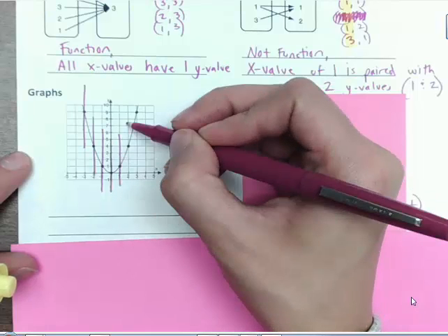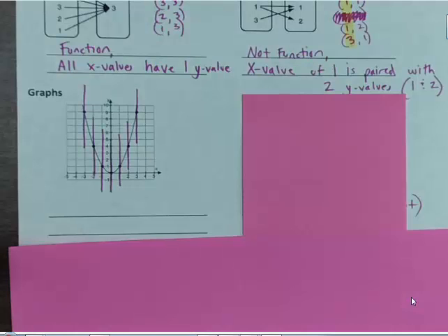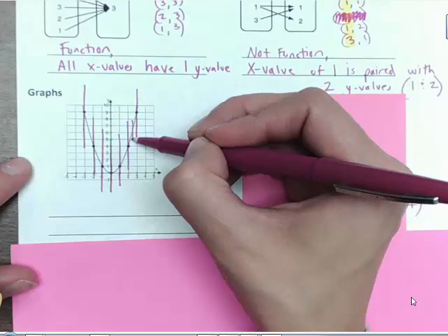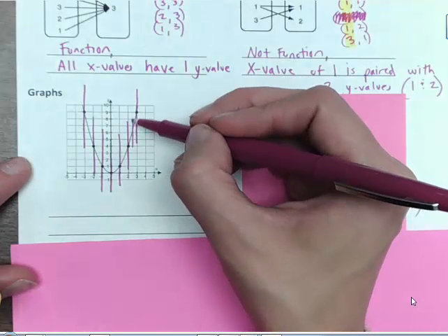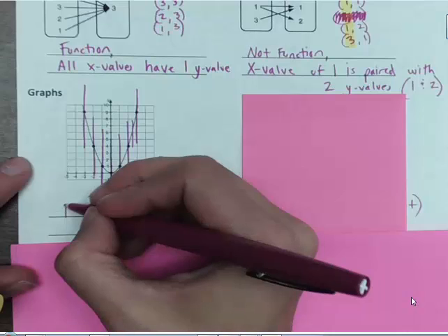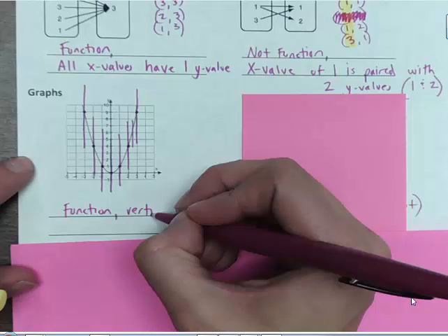If you notice, every single vertical line I draw has one point on it. And no matter where I put this vertical line, I could put one right here that doesn't have a point labeled per se, but I know there's other points there, but no matter what, each of those points is going to be on one vertical line. So this would be considered a function because of my vertical line test.